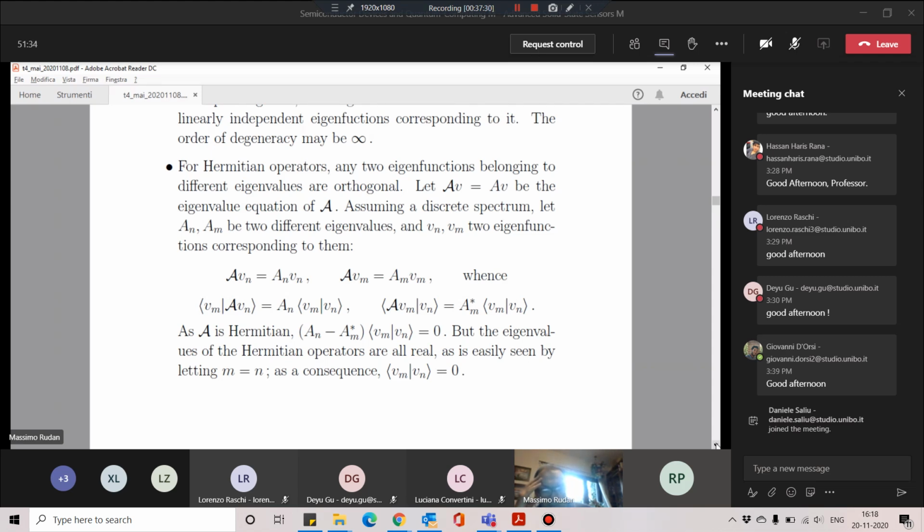So by the same analysis, we find that if you have a Hermitian operator, all its eigenvalues are real. And all the eigenfunctions corresponding to different eigenvalues are mutually orthogonal. And this is a very important theorem, and we shall use it many times.